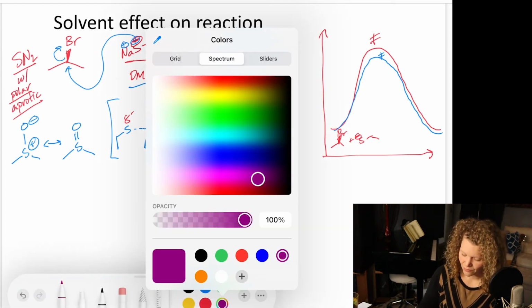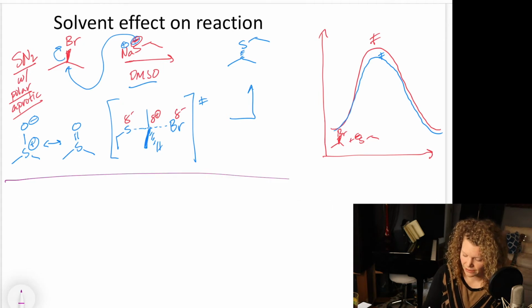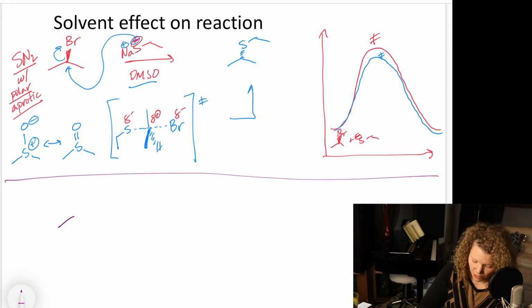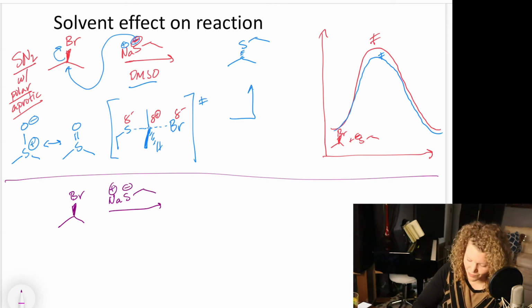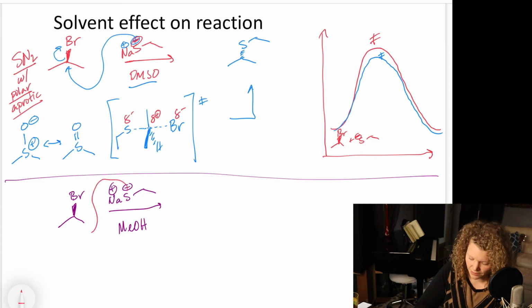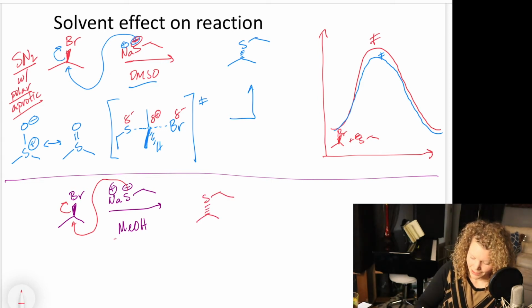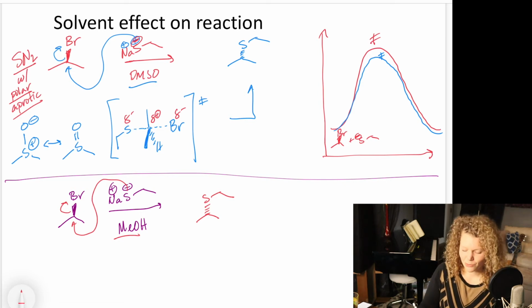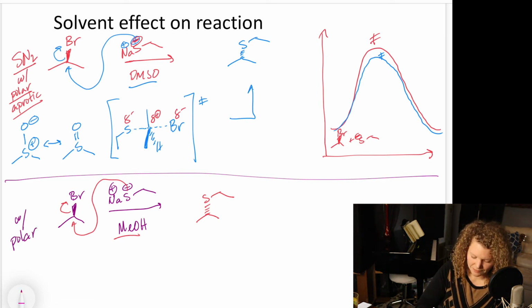Let's see what would happen, though, if we used a polar protic solvent, something that could do hydrogen bonding. We're going to draw the same reaction. And we're going to use methanol. Now, nominally, you can draw the same reaction mechanism here, where we have attack on this carbon with the leaving group. The leaving group then will leave. But check this out. SN2 reaction with a polar protic solvent.